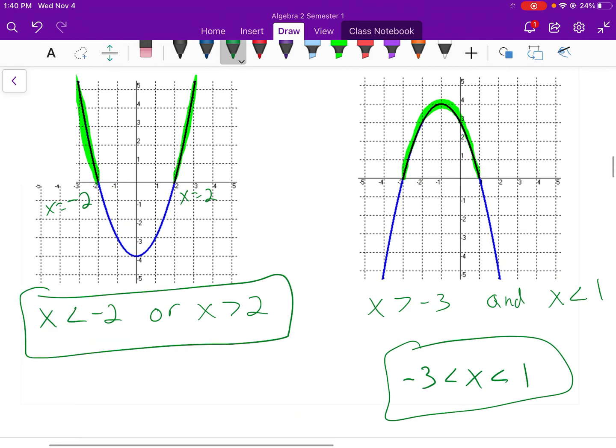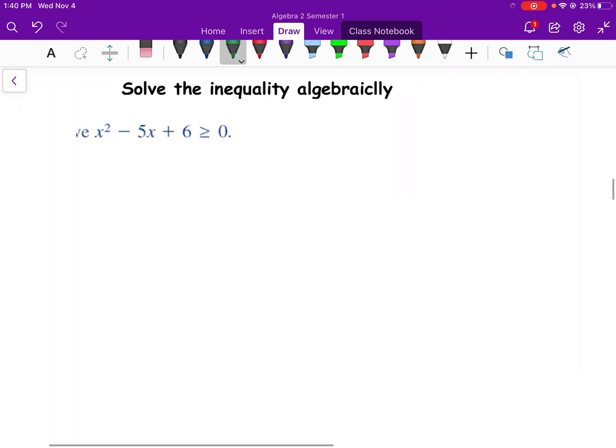Now, here the graphs were given to you. Now I'm going to say solve the inequality algebraically. So we're going to use one of those methods of solving that we've learned so far in chapter 5. At this point, I've already tested you on the different types of solving. I don't care how you solve it, you just need to be able to solve it. So again, I'm always going to go to factoring first.